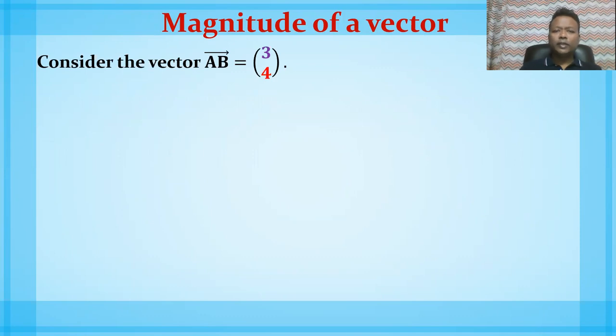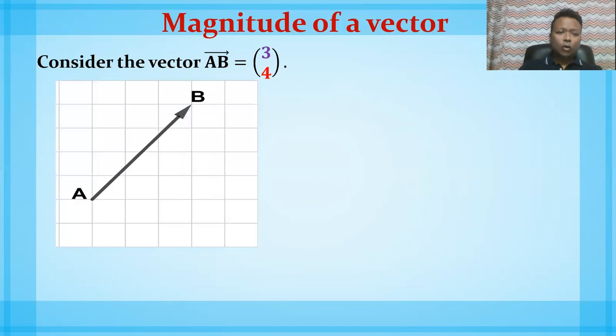Consider the vector AB expressed in column form with components 3 and 4. Now, if this vector is drawn on a grid, we have a directed line segment with starting point A and end point B. Also, the horizontal component, which refers to the horizontal movement from the starting point, is 3 units to the right. And the vertical component, which refers to the vertical movement, is 4 units upwards.